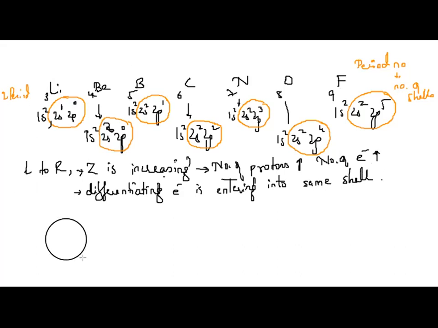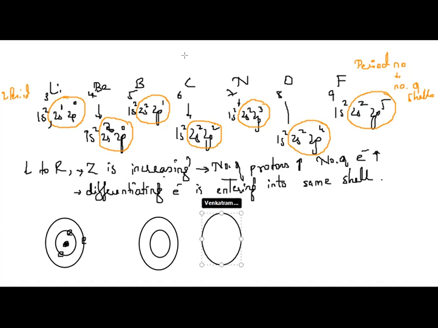Are you all understanding? So what I say here is, you can see, this is the nucleus. If this is an atom of lithium, there are two electrons here and one electron here. Second case, beryllium: there will be one more electron here. Boron, let me show you. In case of an atom of boron, two electrons are here, the two electrons of s, and one more electron. So it is getting added to the same shell. This is the first observation: the differentiating electron is entering into the same shell.